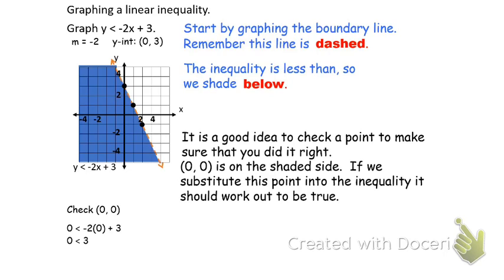Now we're going to ask ourselves, is 0 less than 3? And it absolutely is. This is a true statement. And because it was on the side that shaded, it should be a true statement, which means our shading is probably correct. We picked a point on the shaded side, and it actually works out. It's a good indication to let us know that our shading is correct.